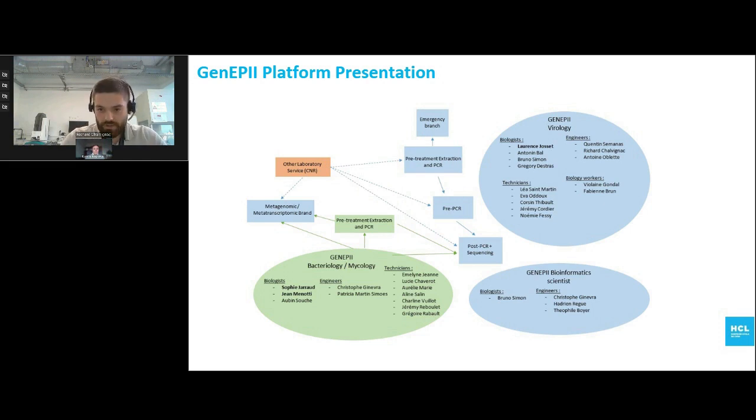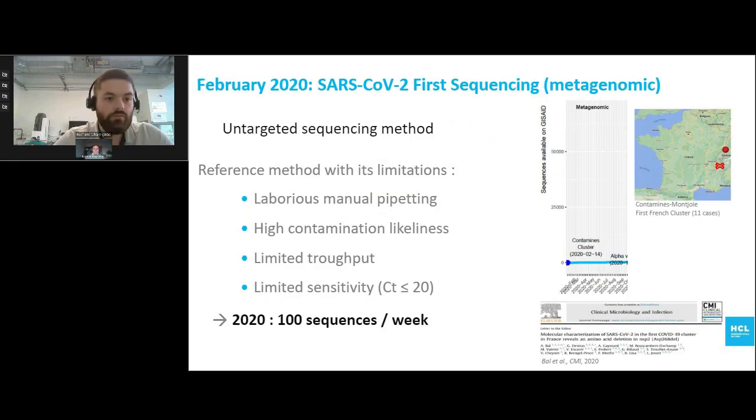So let's get started with the presentation. Everything started in February 2020 with the Contamine-Montjoie first French cluster of SARS-CoV-2. In our lab, those first patients were sequenced using a metagenomic method, which is an untargeted sequencing method. Basically, this is the reference method for sequencing.